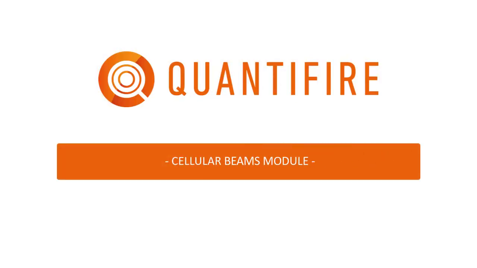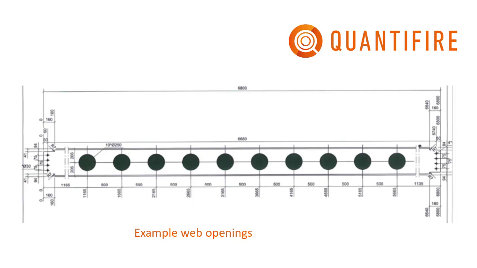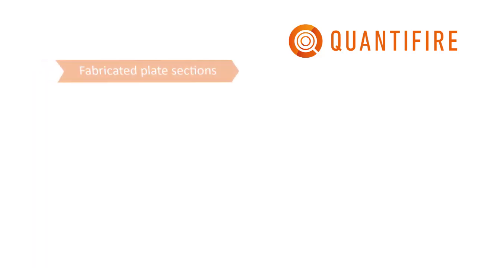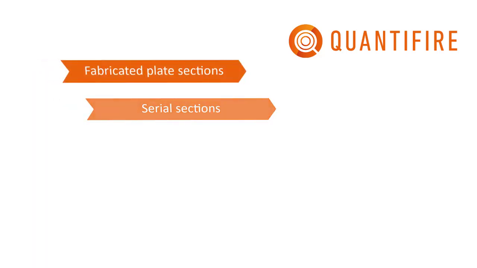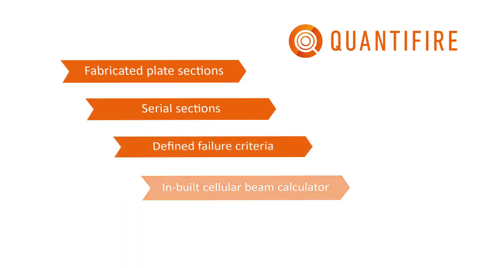Quantifire. Cellular beams module. In this video you will learn about how to enter and assess beams with web openings, or as they are often referred, cellular beams. This will include entering beams made from fabricated plate sections and made from serial sections. It will also cover entering beams with defined failure criteria and using Quantifire's cellular beam calculator.